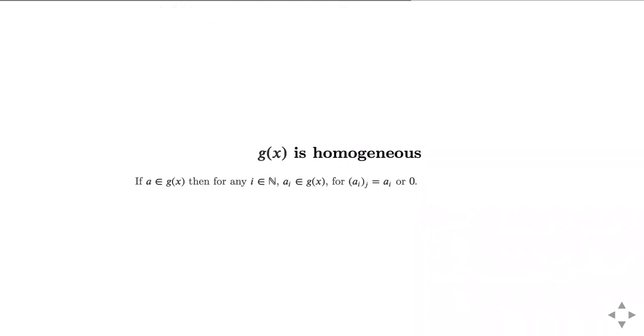Then we need to check that GX is homogeneous. But I just realized I never told you what homogeneous means. So homogeneous just means if A is in an ideal, then every coordinate of A will be in the homogeneous ideal. This is kind of trivial because if we want to check that the ith coordinate of A is in GX, then we are asking that for every J, the jth coordinate of the ith coordinate of A is in GX. But the jth coordinate of the ith coordinate of A is just either A_i or zero, depending on whether I equals J or not.